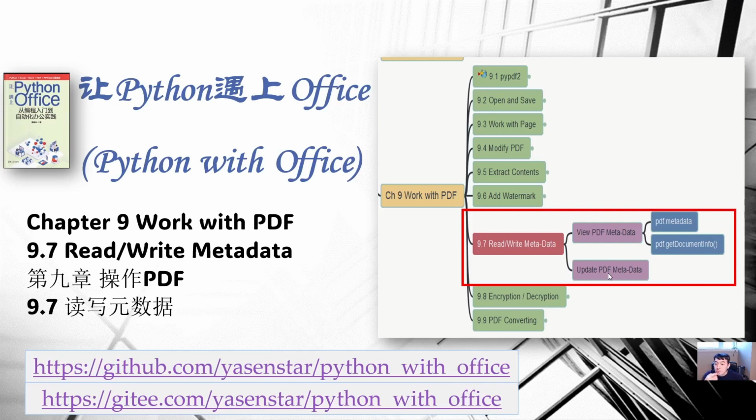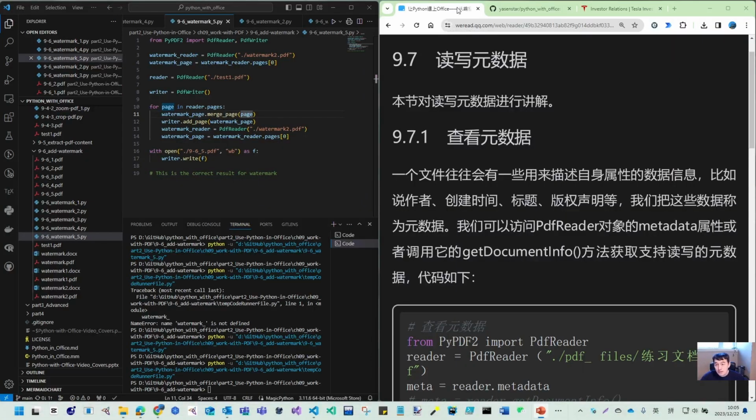Another is through the get document info method. Also, once you can view the metadata, we will also see that if we change the value of those properties, then that means we can update the metadata for the PDF. So let's have a look.